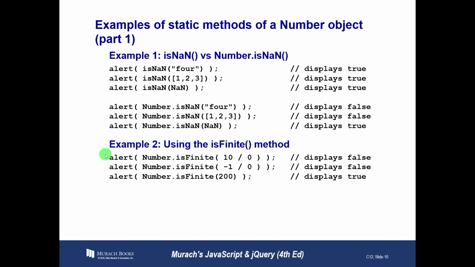Okay, isFinite is kind of the same way. There is a global isFinite method that tries to convert everything, but Number.isFinite does not try to convert anything. It displays false for anything divided by 0, but for 200 it will display true. This is a finite number. These two, JavaScript would consider them infinite.